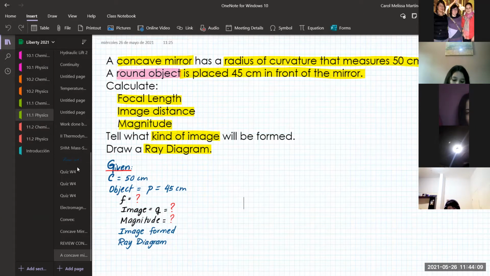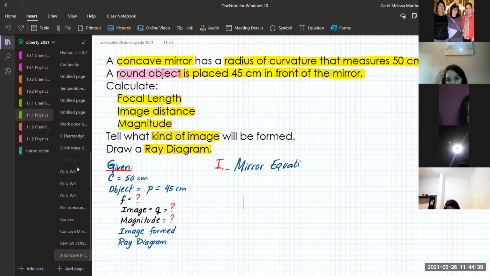Okay, so the first thing that we need to do always, after the givens, is see what you can get with the information provided. Take a look. In the exercises that we did before, the first step was using the mirror equation. But what happens if you use the mirror equation?